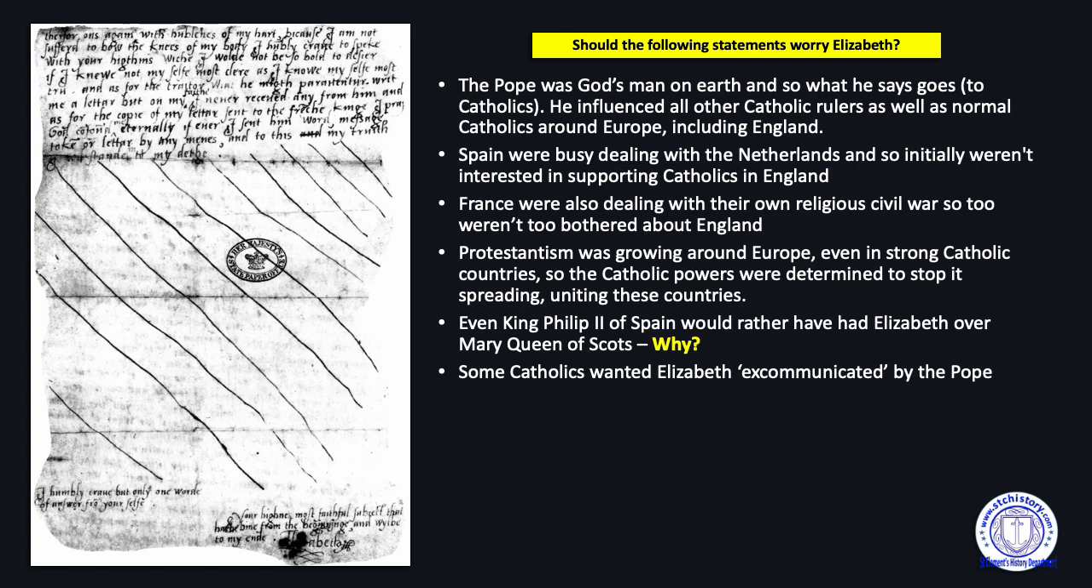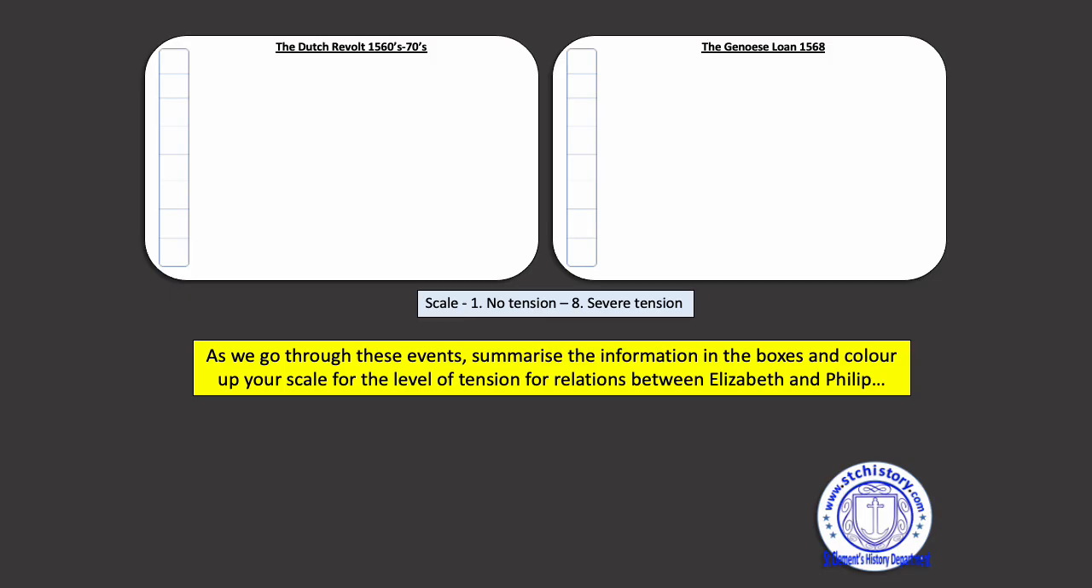Also, some Catholics wanted Elizabeth excommunicated by the Pope. Remember we talked a little bit about what excommunicated means? Essentially that she'll be going to hell. Not sure she's too bothered because she's Protestant, and probably doesn't mind what the Pope says. However, she is religious still, so there is always a concern. So there's a little bit of tension there probably as well.